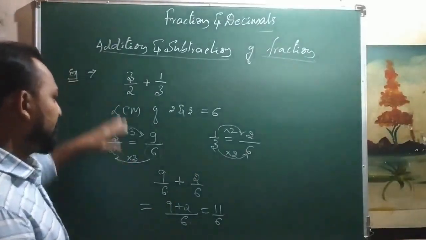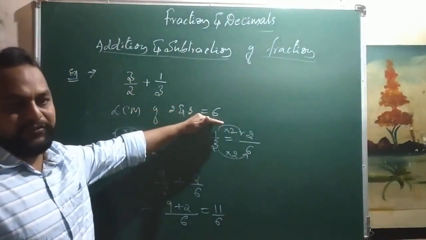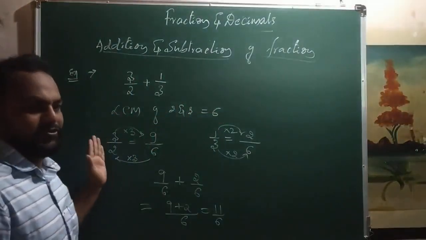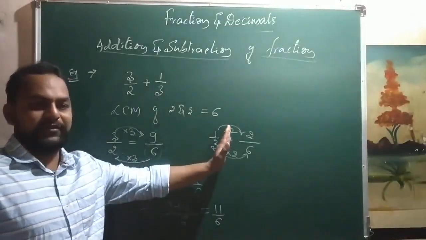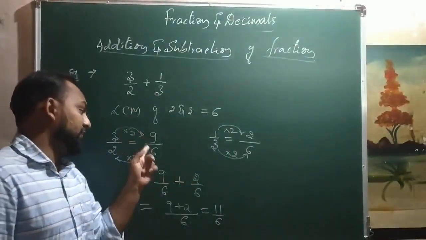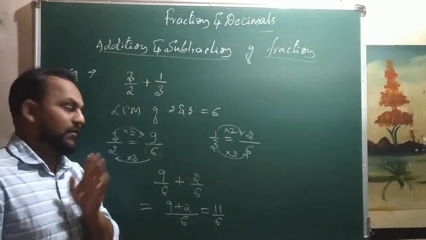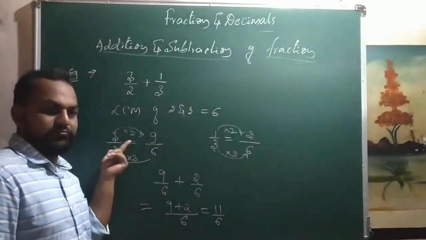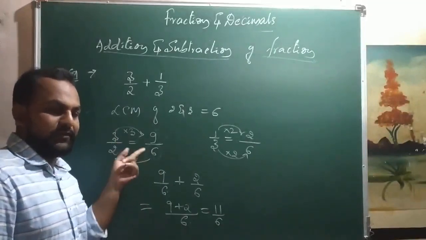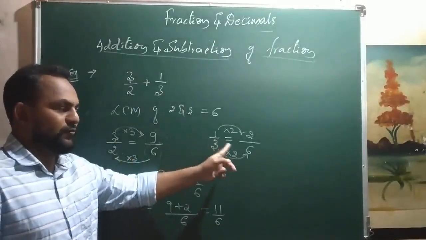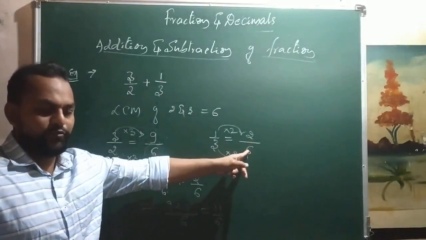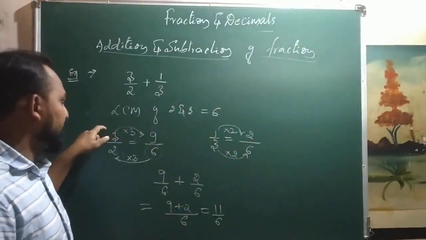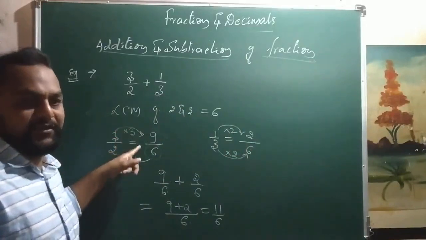Okay. Here first write the LCM of these two. LCM of 2 and 3 is 6. And write the equivalent fraction of the first fraction and the equivalent fraction of the second fraction. Here the denominator is 6. To get a 6 from 2, 2 multiplied by 3 is 6. Here 3 multiplied by 2 is 6. Okay. Here the equivalent fraction means both numerator and denominator are multiplied by the same value.